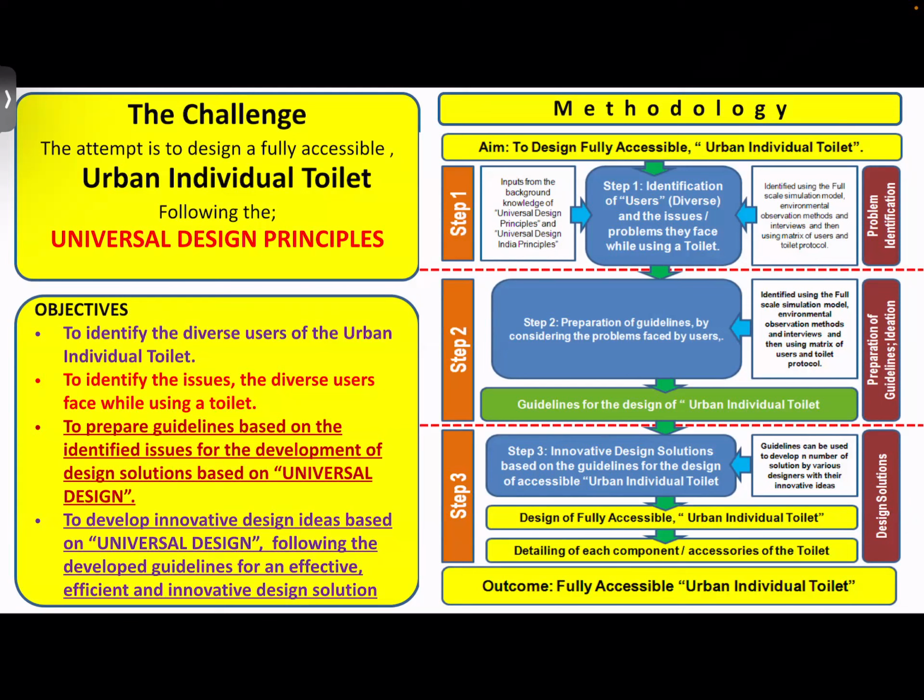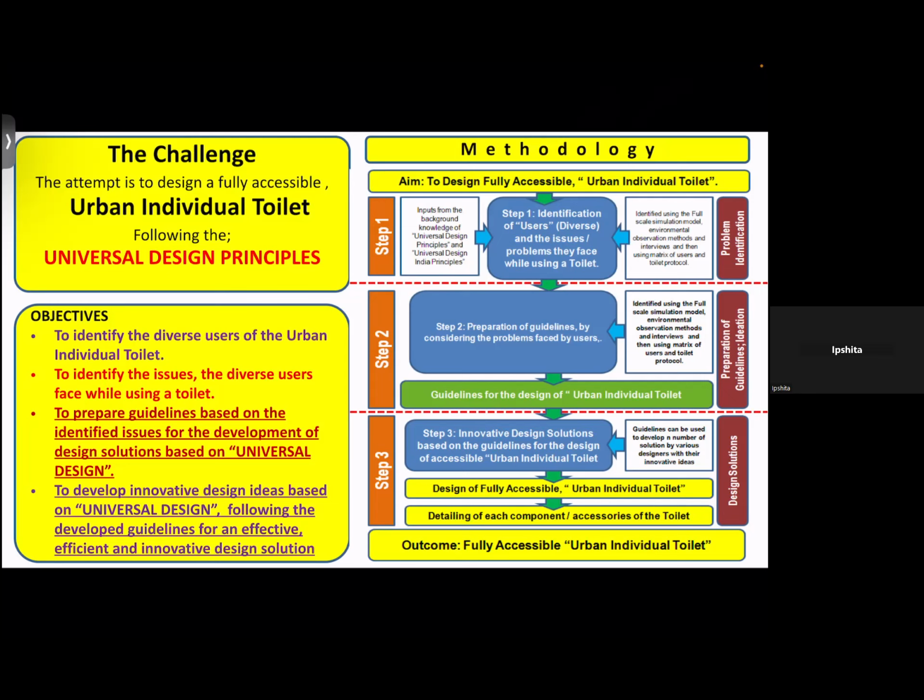The objectives were to identify the diverse users of the urban individual toilet. That means, in an urban family, who all are the possible members of the family. Then to identify the issues the diverse users face while using that toilet, and then to prepare guidelines based on the identified issues for the development of design solutions based on universal design. Then to develop innovative design ideas based on universal design following the developed guidelines, for an effective, efficient and innovative design solution. So this was my methodology.